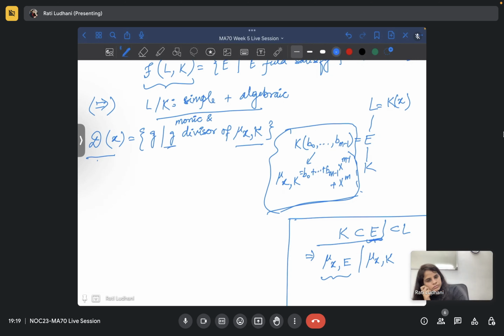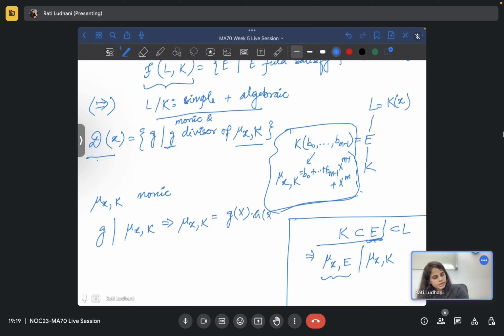Would it not be implied that it would be monic? No, no, otherwise, no. Because it's a field, I can just divide by whatever the coefficient of the highest degree is and get a monic polynomial. Yeah, so mu x comma k is monic. But when you say there is a divisor, what does divisor mean? In the formal definition, mu x comma k is something g x into some h x, right?